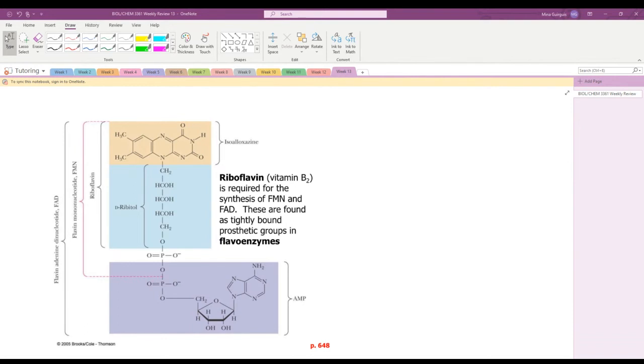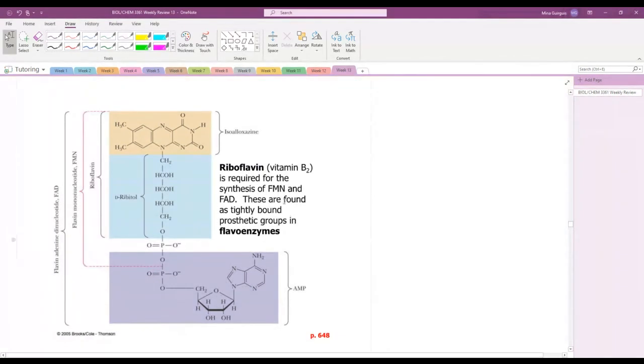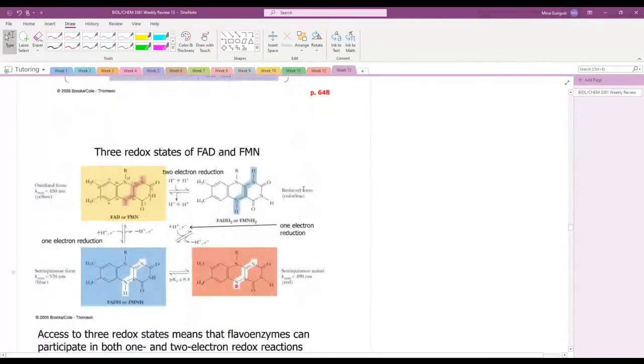And like we talked about earlier, FADH2 is flavin adenine dinucleotide. So the flavin is really the same between them. You'll see FMN, and then FAD is FMN plus some stuff, basically. And these groups are found as tightly bound prosthetic groups in flavoenzymes. So that's why we need riboflavin, okay?